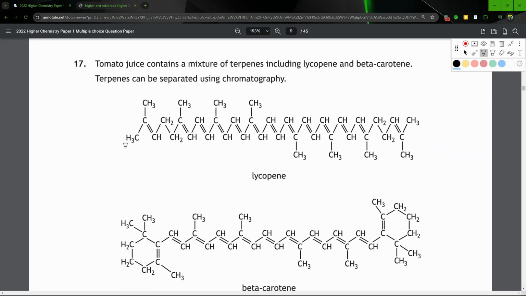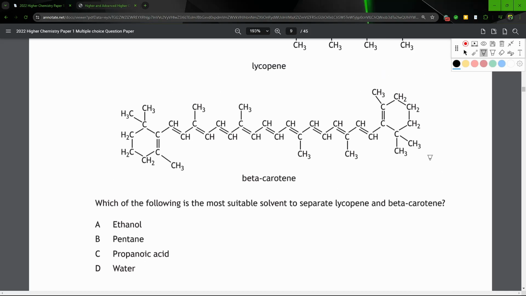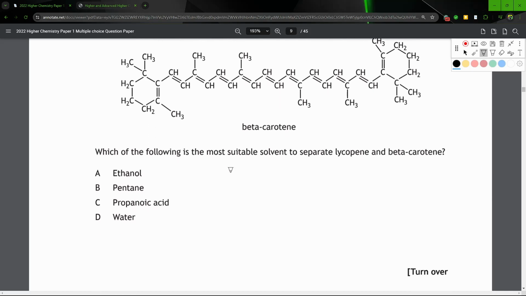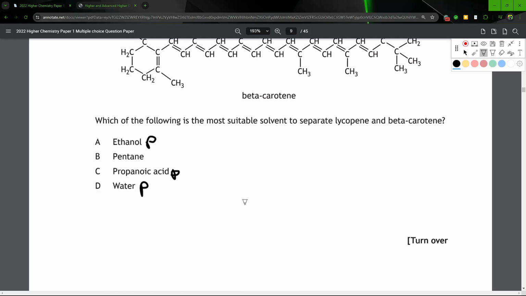Moving on to 17. Tomato juice contains a mixture of terpenes, including lycopene and beta-carotene. Terpenes can be separated using chromatography. Which of the following is the most suitable solvent to separate lycopene and beta-carotene? If you look at all these other molecules here, water's polar, ethanol's polar, propanoic's polar, but pentane isn't, which means both of these would dissolve into them, and then we could actually use chromatography, so it'd be B.